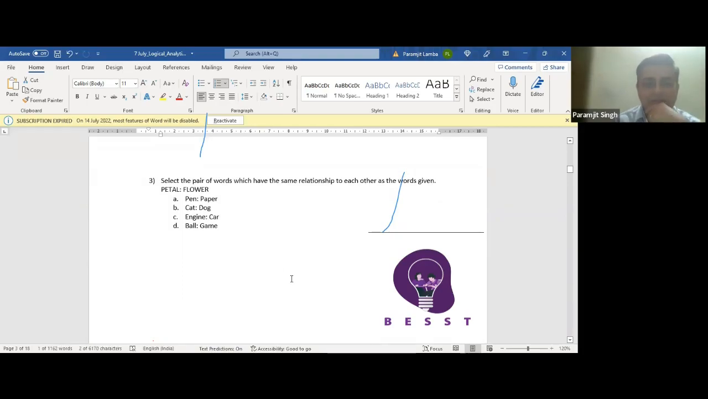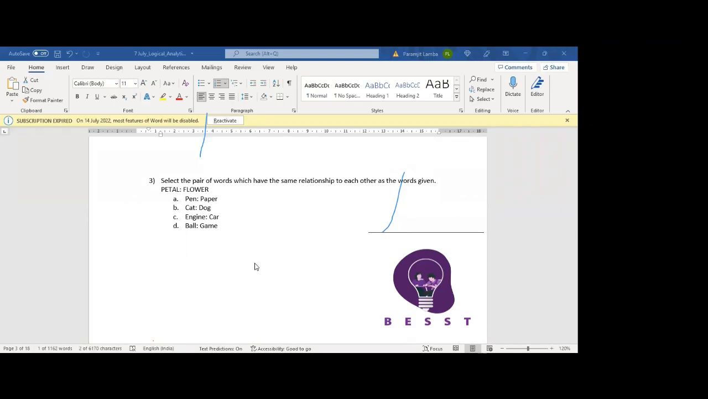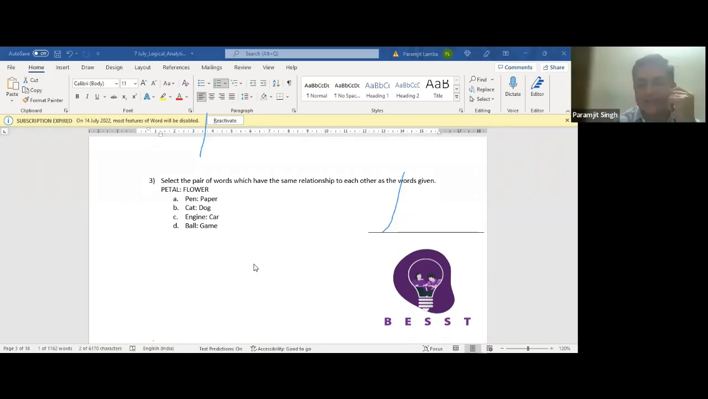Select the pair of words which have the same relation to each other as the words given. Petal is to flower as what is to what? Pen is to paper, cat is to dog, engine is to car, ball is to game. Which option would you choose? Karan, why have you given C as your response to this third question? Okay. So why do you choose C?